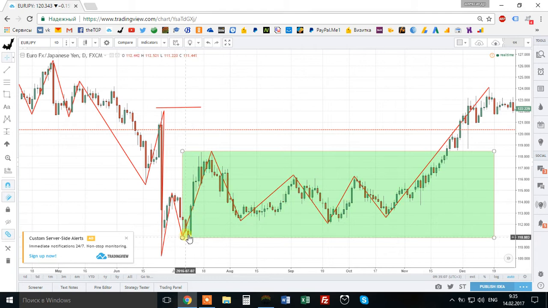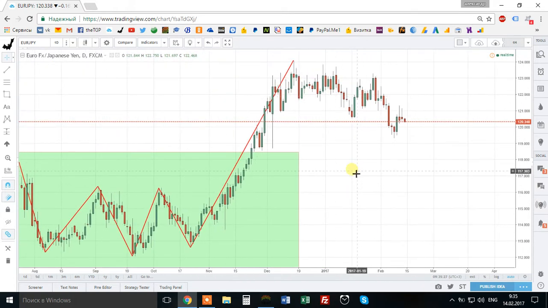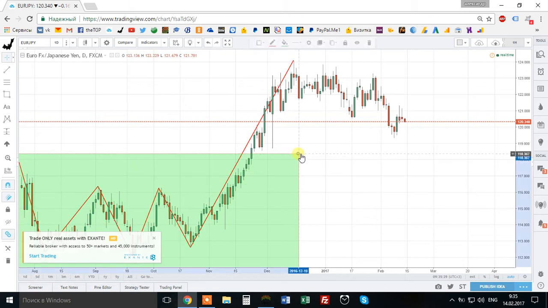Now you should understand we had first a violation of that double bottom's neckline, and then we had a second violation of this. Now we have a series of higher highs followed by higher lows. Plus we violated the initial point of the previous impulse. Okay, as we have an uptrend installed, we are only going to trade to the upside.